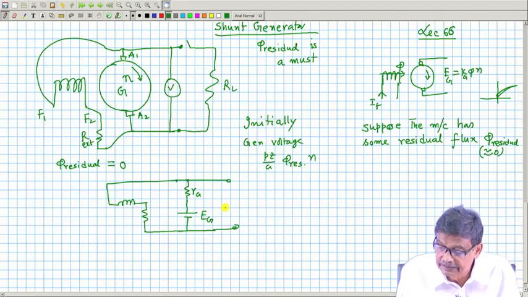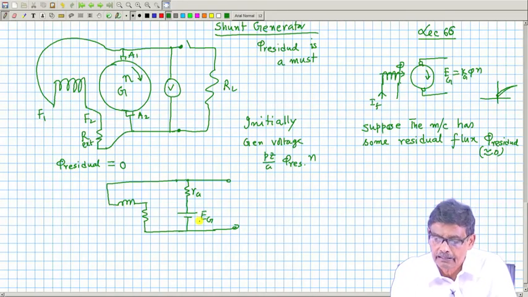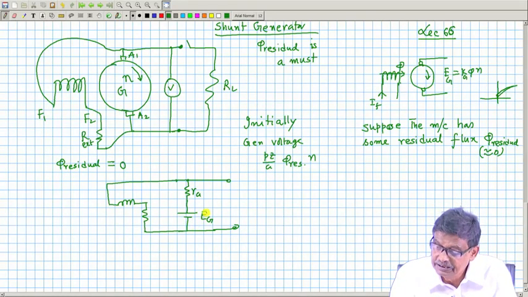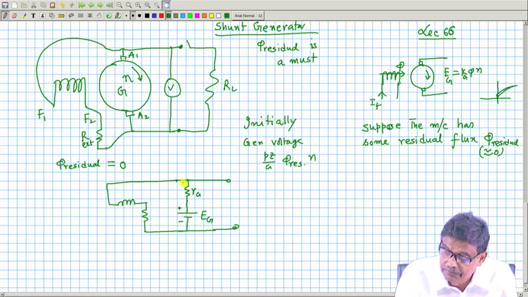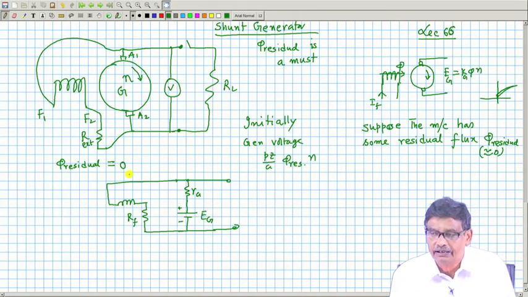Therefore, what happens is this, there is a residual field, and because of this residual field E g will have a very small value. But the moment E g is having some value with this polarity, I will expect there will be a field current here, because E g divided by, with this switch open, nothing is connected, E g divided by R a plus R f will be the field current.